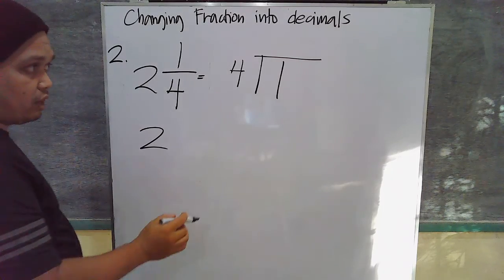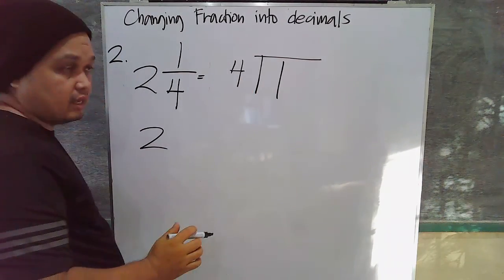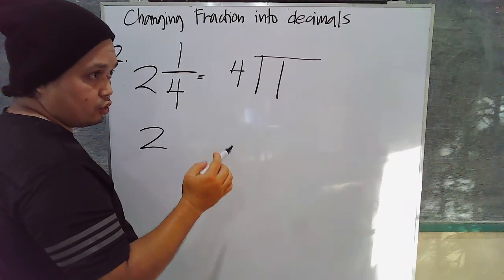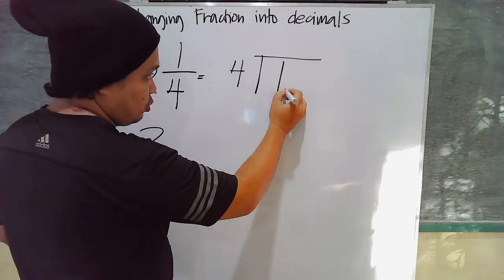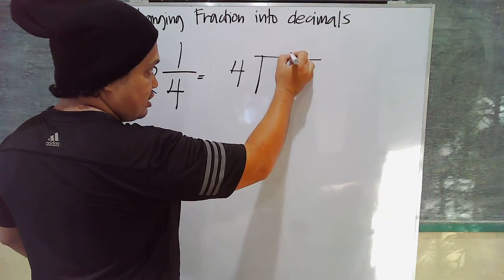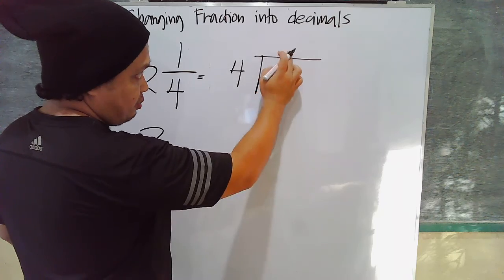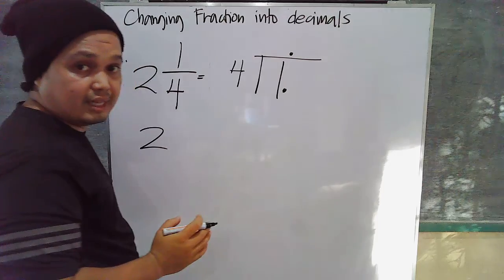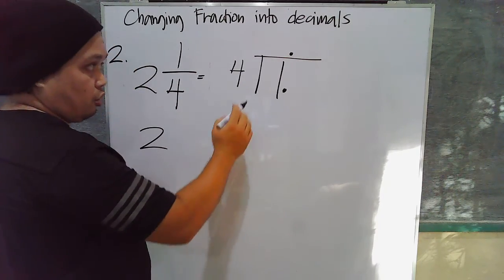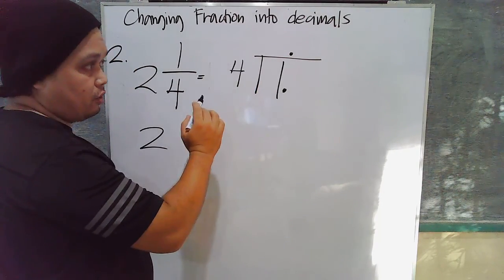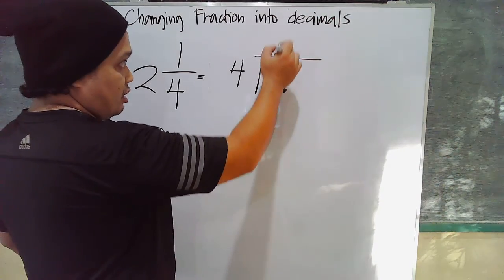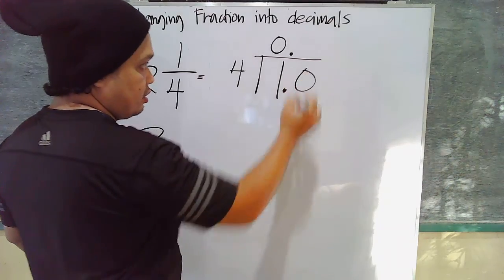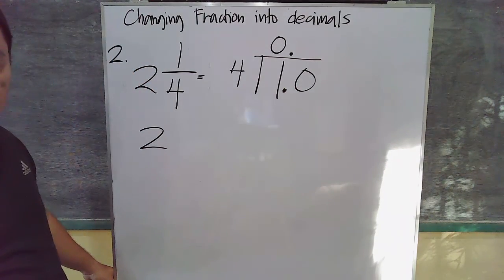Okay, so we have 1 for the dividend, 4 for our divisor. Now, we cannot divide because 1 here is less than 4. So how do we do that? The same. Let's put first here a decimal point. To the left of the decimal points are the whole numbers, or to the right of the decimal point are the decimal numbers. So because we cannot divide 1 to 4, we're gonna borrow 0. Okay? Let's put 0 first here, aligned to the 1. So we're gonna borrow 0 here. We have now 10. We can now divide.